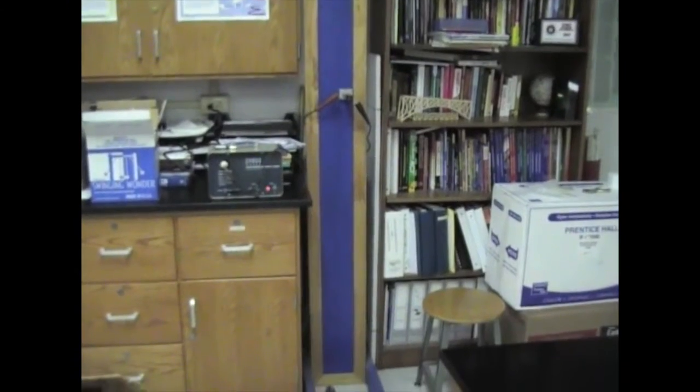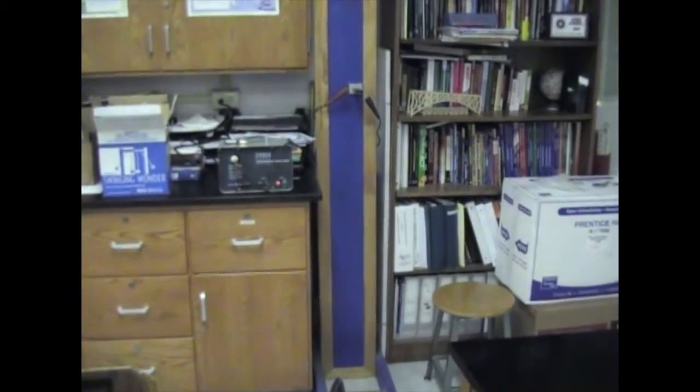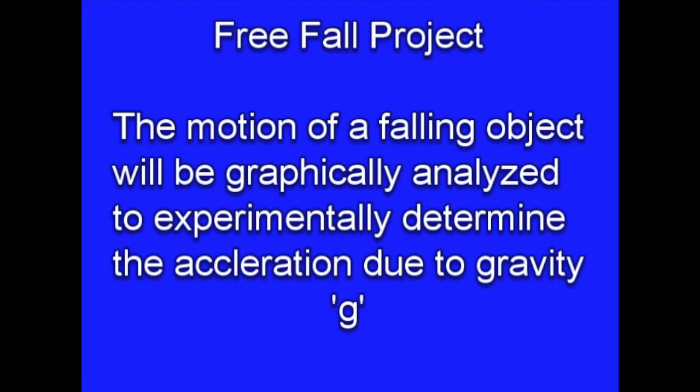Hi, we're going to figure out the acceleration due to gravity using this device right here. It's called a free fall device. What we're going to do is analyze the distance time graph and the velocity time graph to figure out the acceleration of gravity on the Earth.